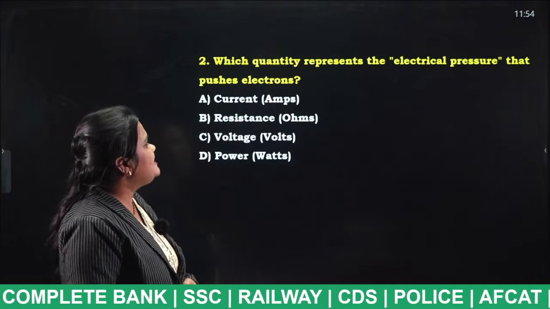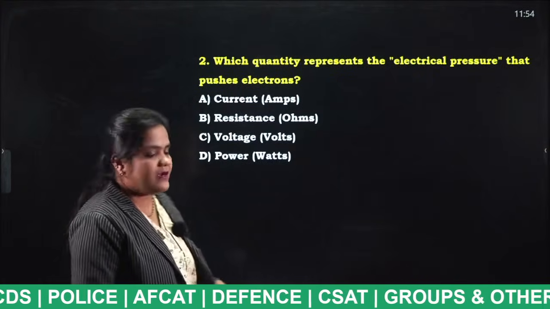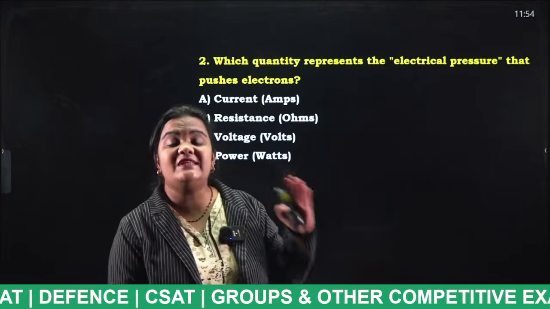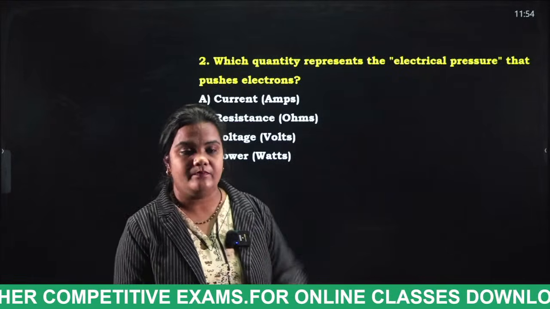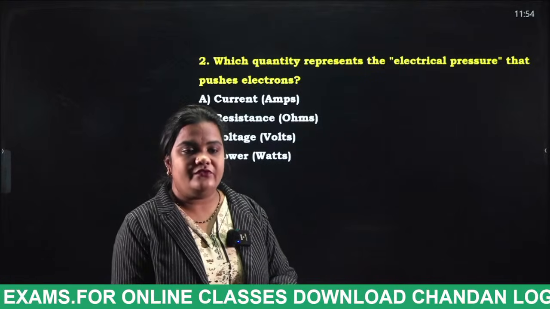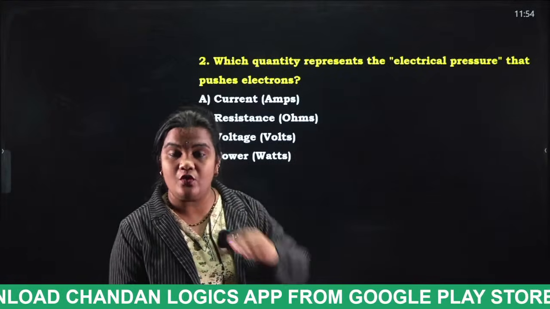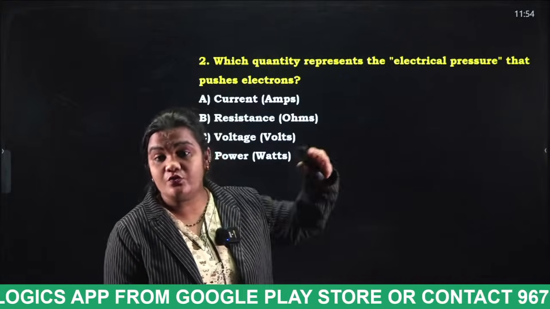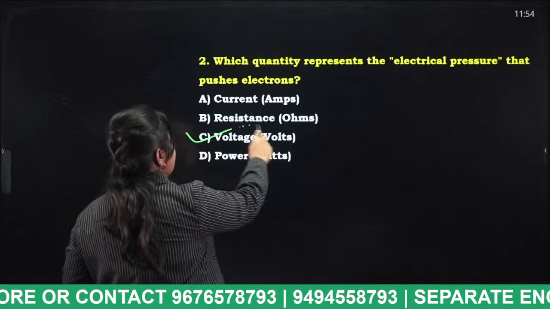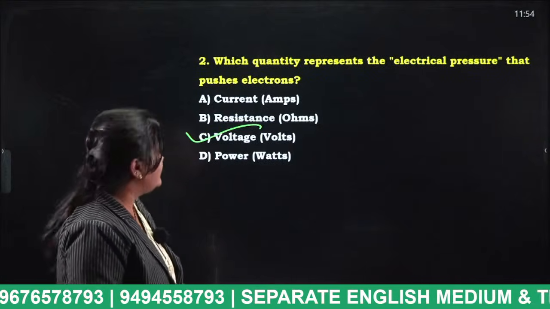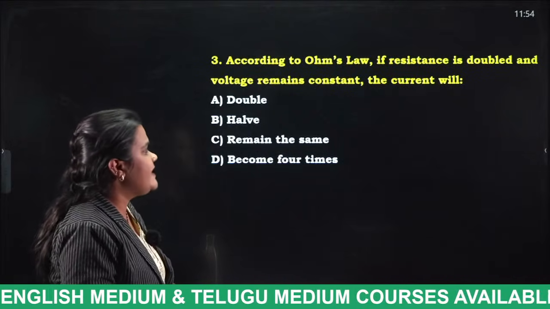Which quantity represents the electric pressure that pushes electrons? Current, resistance, voltage, power. Now tell me. Which term is used for what pushes the electrons to flow? That means it pushes the charges to flow to generate electricity. That term is considered as, very good, voltage. Okay, very good.